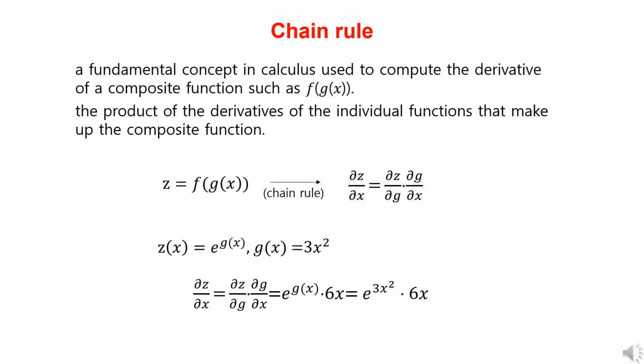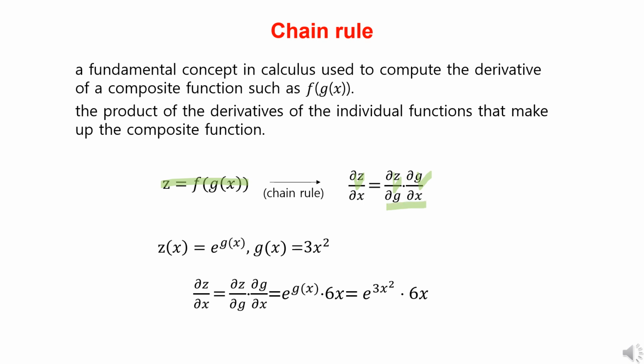As shown in this slide, if we have a function z equals f of g of x, to find the derivative of z with respect to x, we multiply the derivative of z with respect to g and the derivative of g with respect to x.